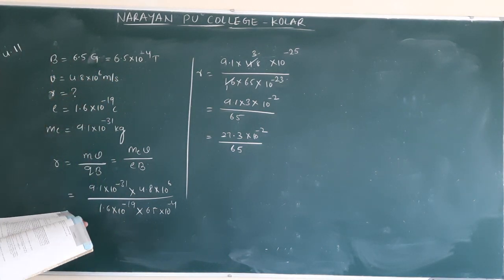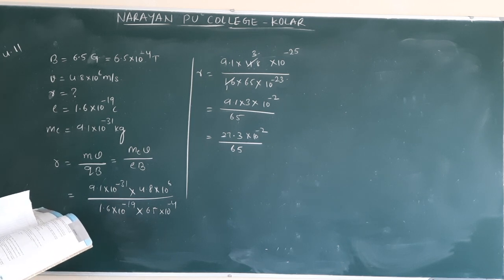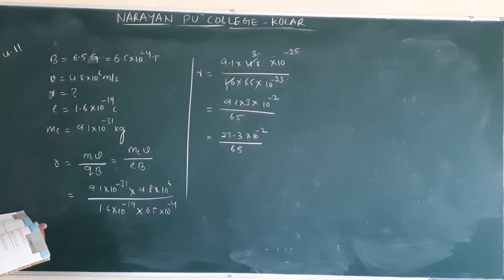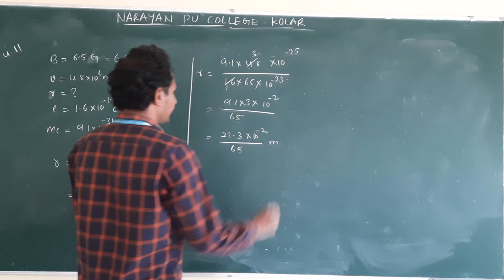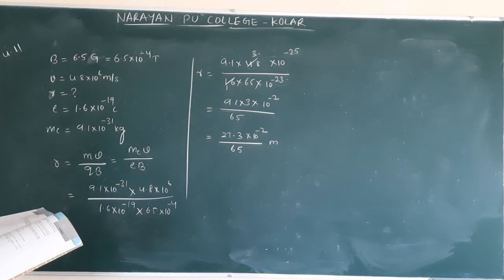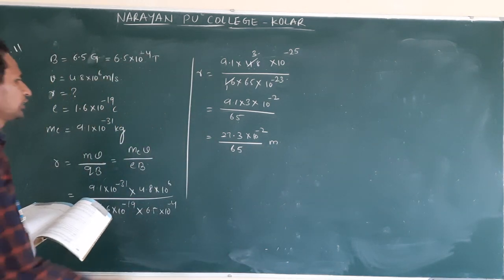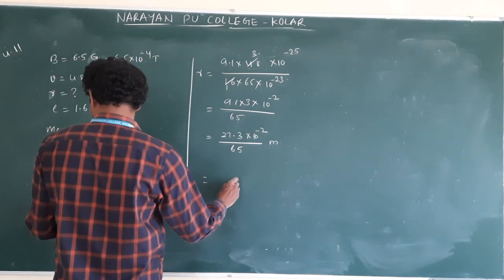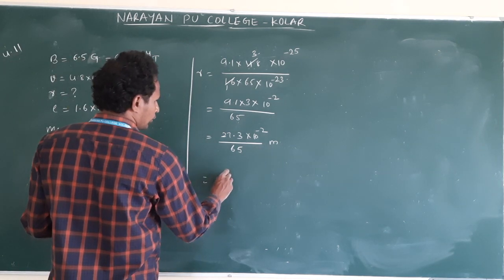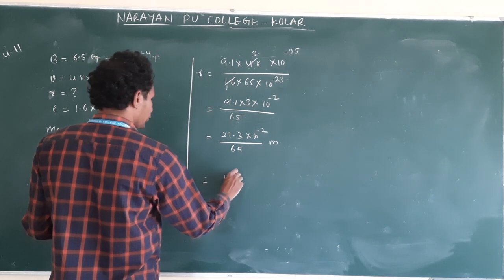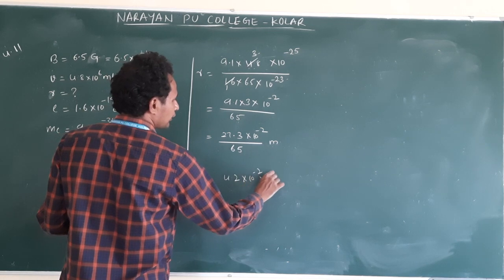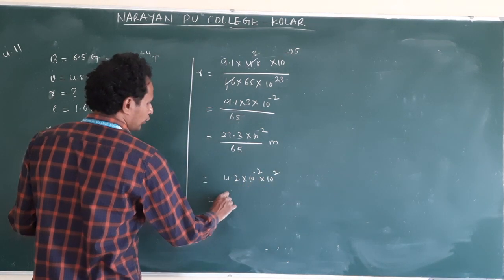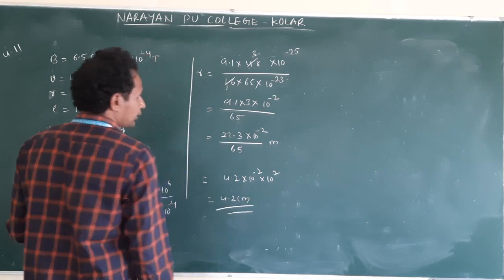Let me check whether we are getting the correct answer or not. The answer given is 4.2 centimeter. This is in meters. Do it and you will get the answer. They have given it in centimeters, so you will get 4.2. Actually, this is 10 power minus 2 in meters. Convert to centimeter by multiplying with 10 power 2. You will get 4.2 centimeter. Clear?